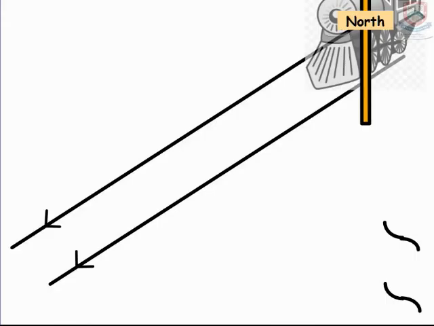Now parallel lines are two lines which will never meet. They travel in exactly the same direction and always do. This is represented by a single arrow on each line to show that they both travel in exactly the same direction. We see this in a lot of different places.